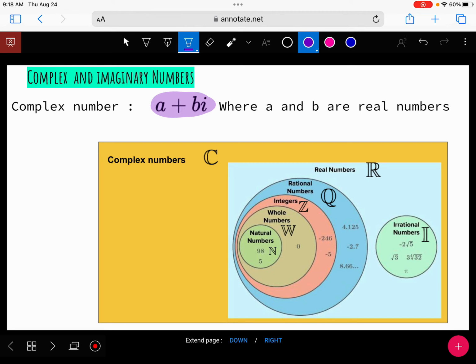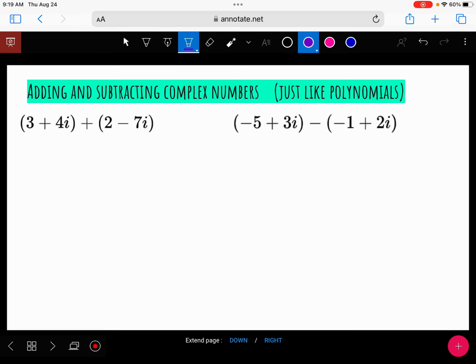And what we're going to do for the rest of the day is add, subtract, and multiply complex numbers. It's just like polynomials. It is just like multiplying x plus 2 times x minus 3. It's the same process. We just have to simplify i. Okay? So adding and subtracting complex numbers. It is no joke, just like polynomials, combine like terms. So 3 plus 4i plus 2 minus 7i, combine like terms.